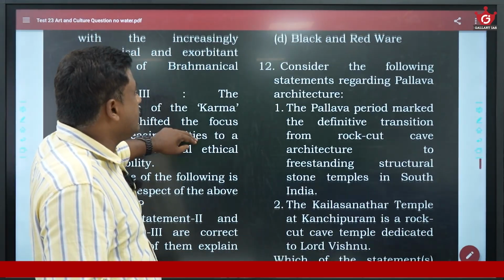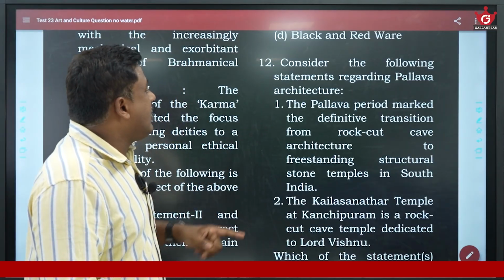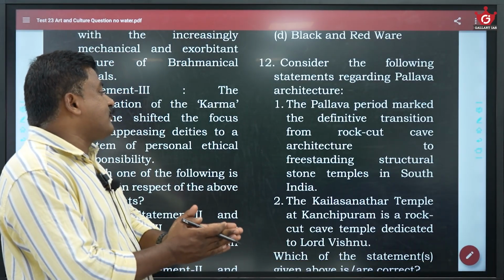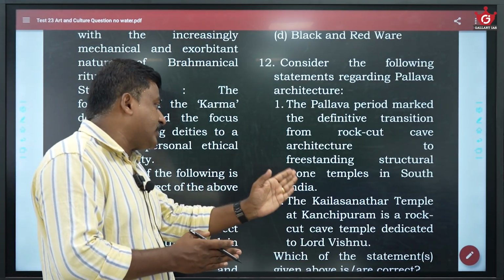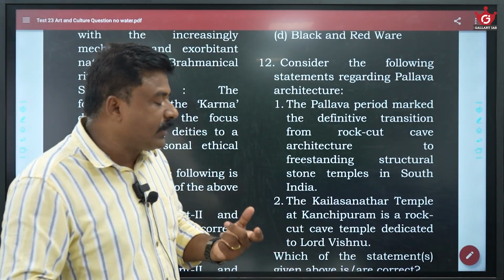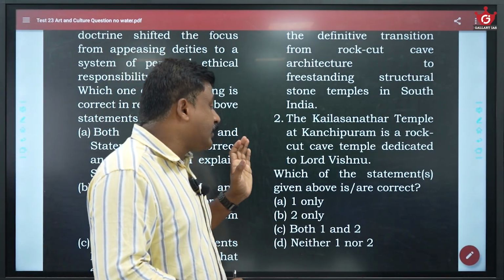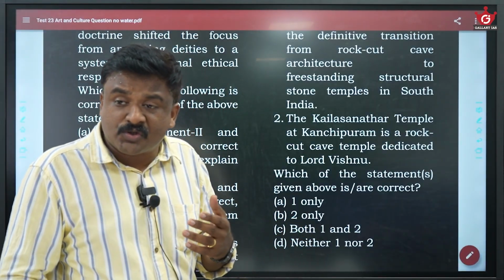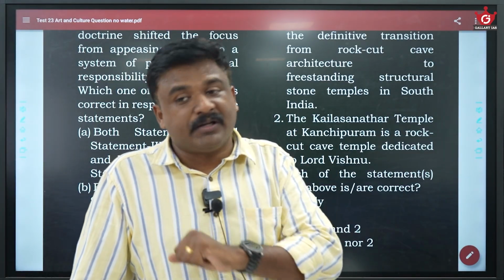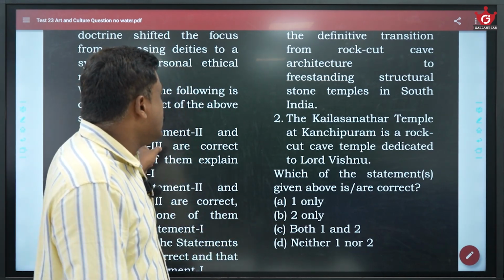Now, question number 12. Consider the following statements regarding Pallava architecture. Pallava era marked the definitive transition from rock-cut caves to freestanding structural temples. Absolutely correct. This is the fundamental thing you study when you connect with Pallava architecture. Kailashanatha temple is a rock-cut cave dedicated to Lord Vishnu. No chance, it is dedicated to Lord Shiva. So which temple is dedicated to which deity, that part is important. Only two statements, so 2 only is the correct one.